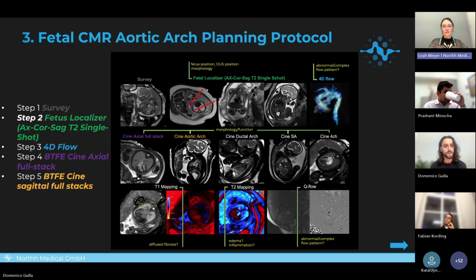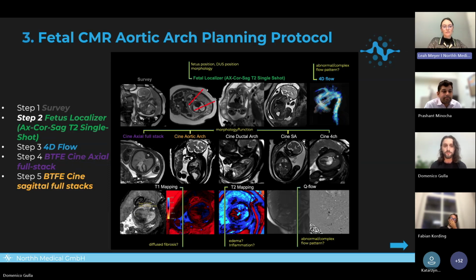Now we go to the third part, where we talk about the fetal CMR aortic arch planning protocols. This protocol provides a structured approach for fetal cardiovascular imaging with a specific focus on the aortic arch and great vessels. Below is an overview of all possible sequences used in fetal cardiac MRI, highlighting those that should be prioritized in a protocol for suspected coarctation of the aorta.